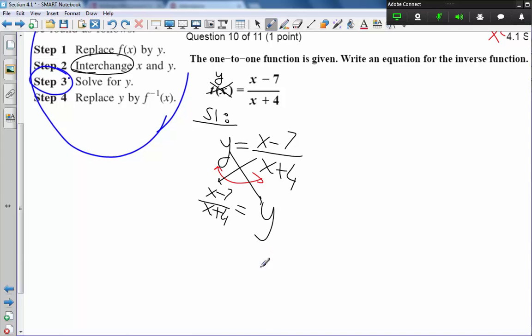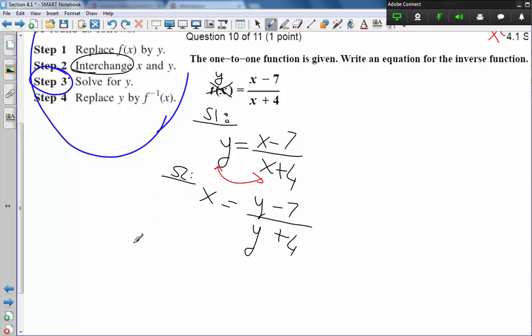So this is not interchanging. This is just switching sides, and it's still the same thing. These two are the same thing. When I say interchange, I mean literally wipe off all x's and y's. Look, they are all gone. Now bring x's back as y and bring y as x. This is interchanging, and you're done with step 2. Okay? That's it.